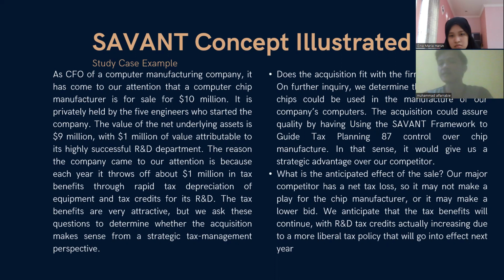Then, what is the anticipated effect of the sale? Well, our major competitor has a net tax loss, so it may not make a play for the chip manufacturer, or it may make a lower bid. We anticipate that the tax benefit will continue, with the R&D tax credit actually increasing due to a more liberal tax policy that will go into effect for the next year.